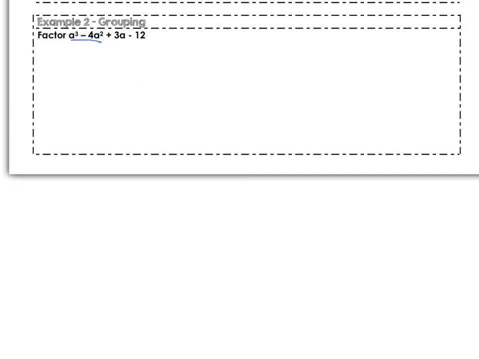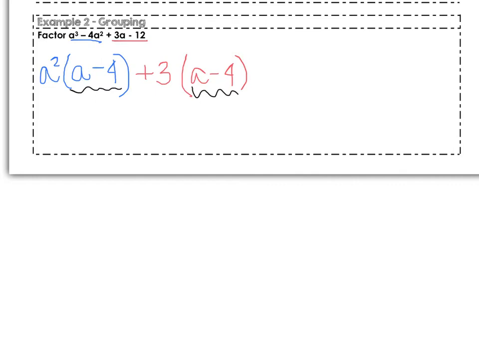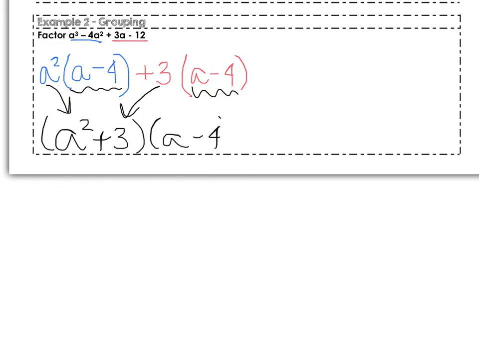So looking at my first 2 terms, a cubed and -4a squared, it just so happens they both have an a squared in common. So I'm going to take out an a squared out of both of those terms, leaving me with an a and a -4. Okay? The other couple that I'm going to use is the 3a and the -12. Now something that they have in common is a +3, leaving me with an a and a -4. Now notice that both couples produced a factor of a -4, so I can take what they had individually and put it together here, okay? This again is just like distributive property.